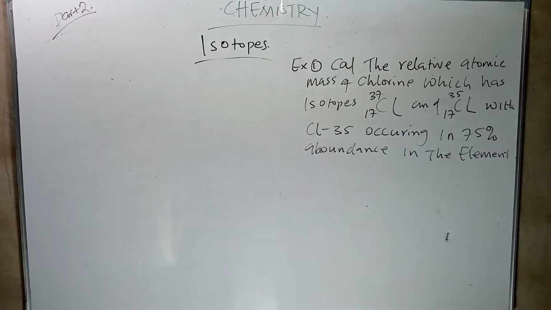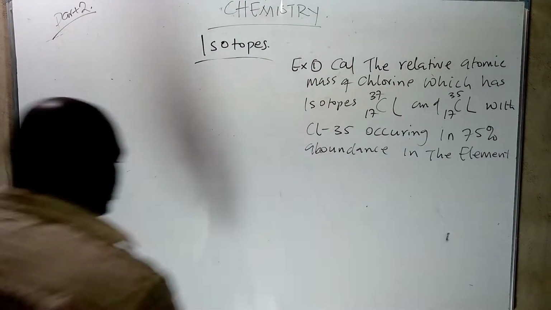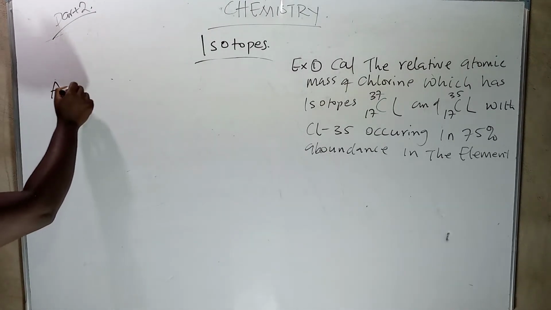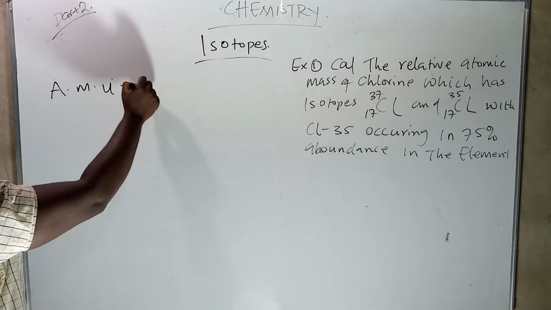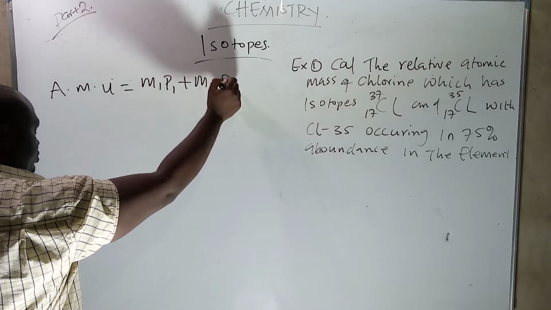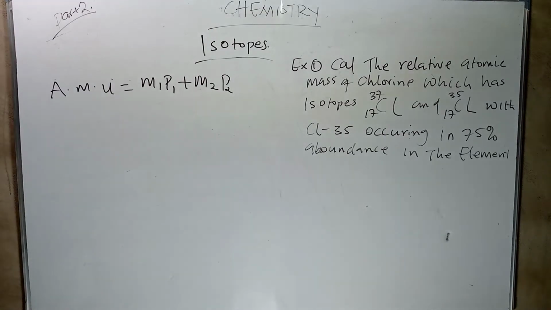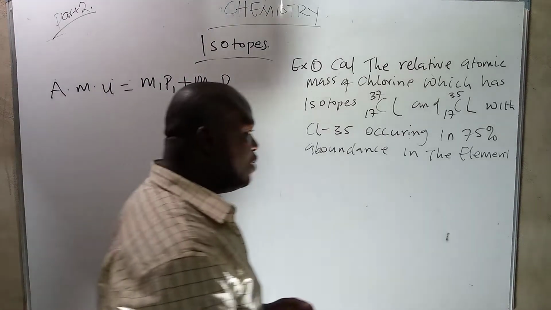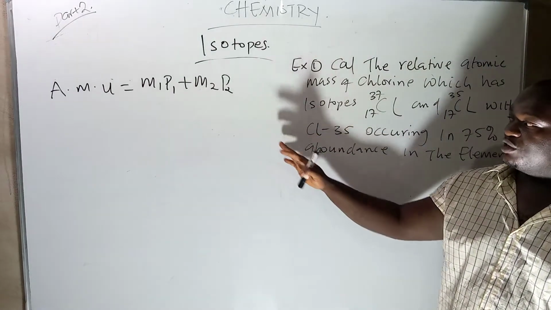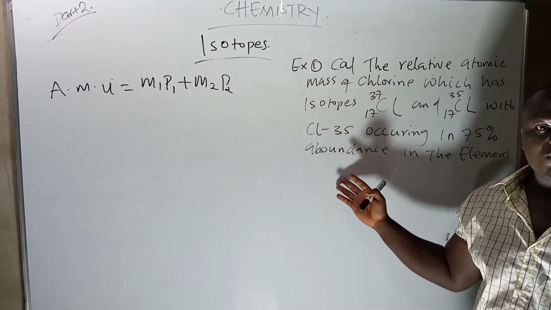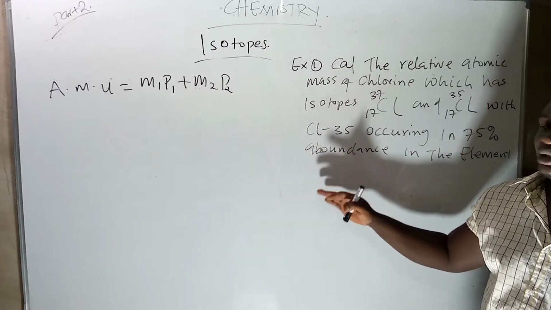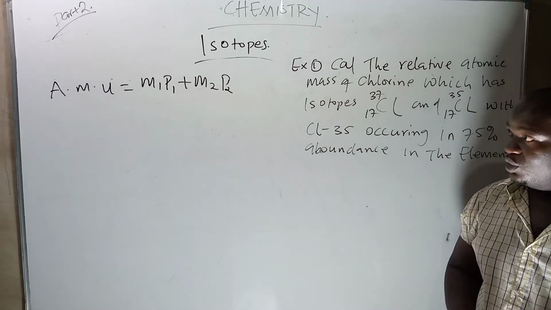This is so easy to do. All you need to know is this simple formula, that the atomic mass unit is equal to M1 P1 plus M2 P2. In the course of this part 2 of the video, using my experience, there are only like 4 or 5 ways of asking these questions on isotopes, and you need to know how to solve all of them. So make sure you are with me.